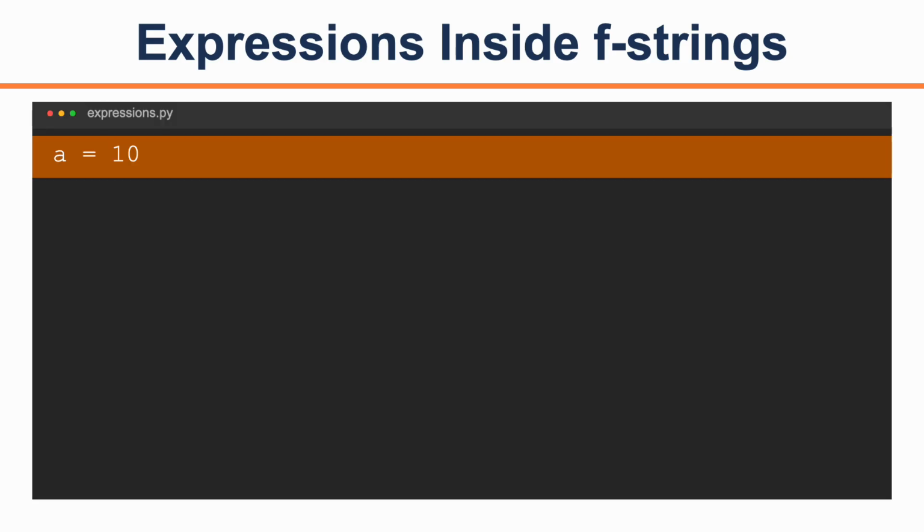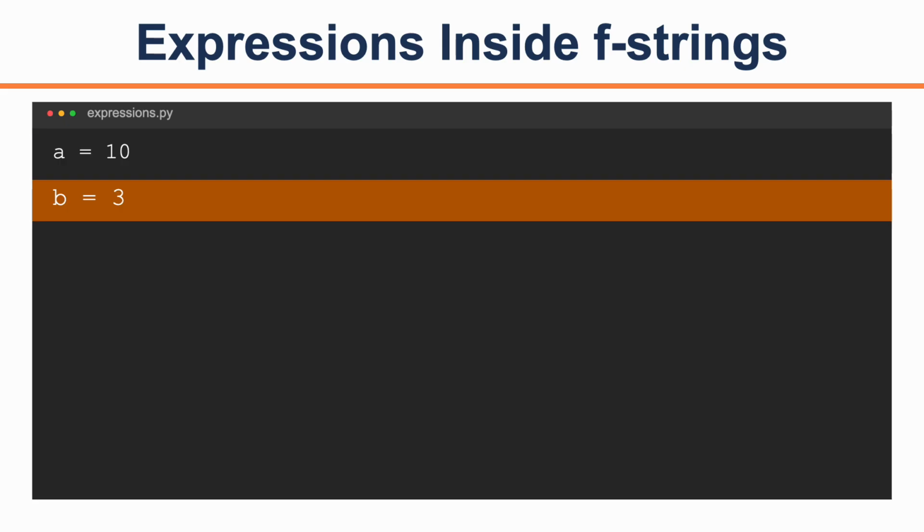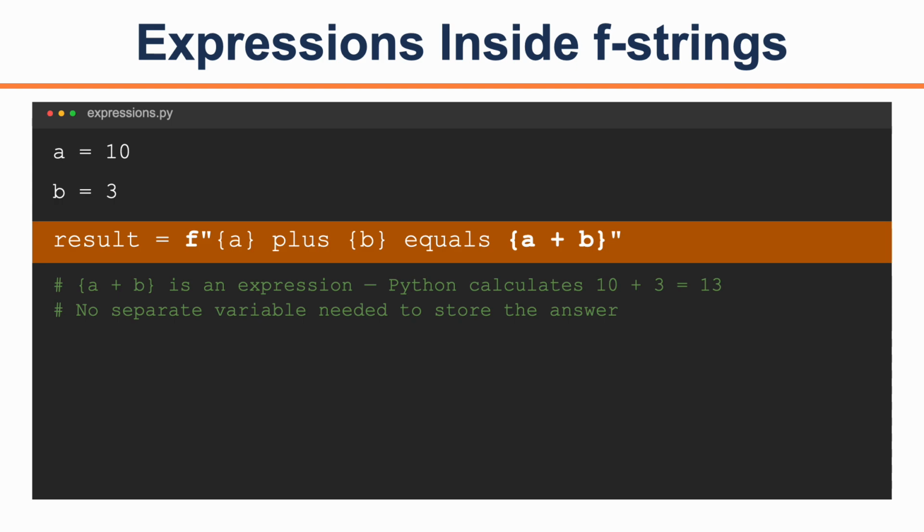Let's understand the expression example step by step. The first line assigns the integer value 10 to a variable called a. The second line assigns the integer value 3 to a variable called b. The third line builds the f-string. Inside the braces, the expression a plus b is written directly. Python calculates the result before inserting it. No separate variable is needed to store the answer first.